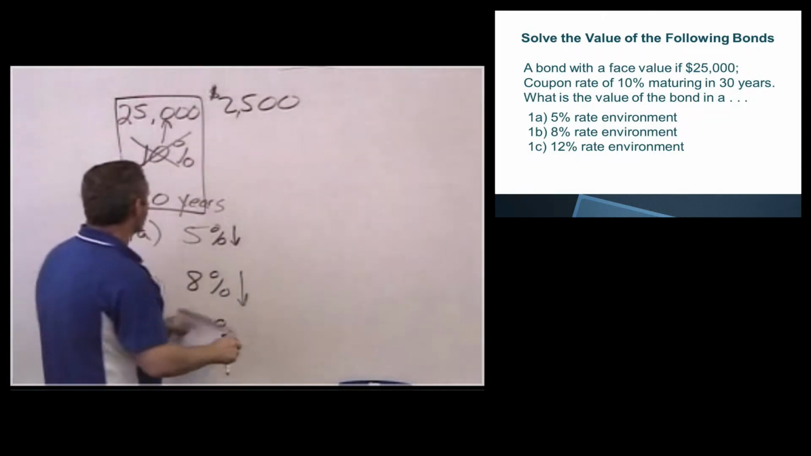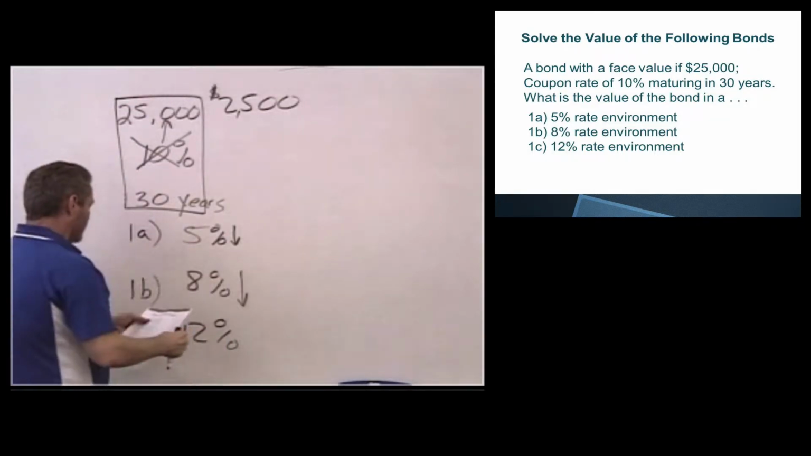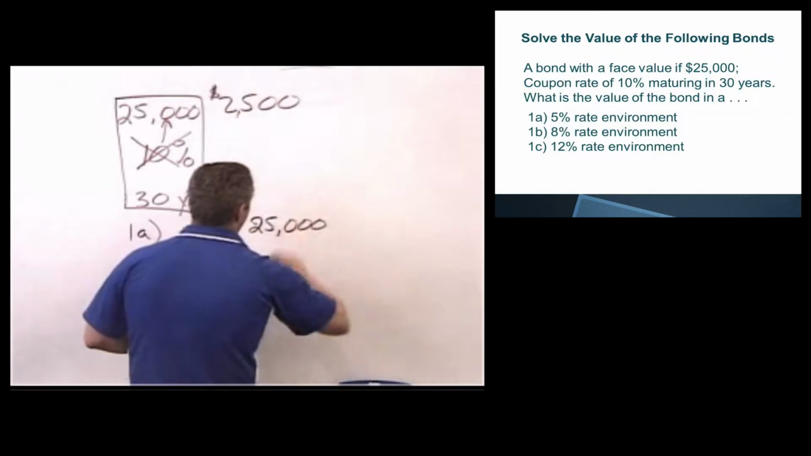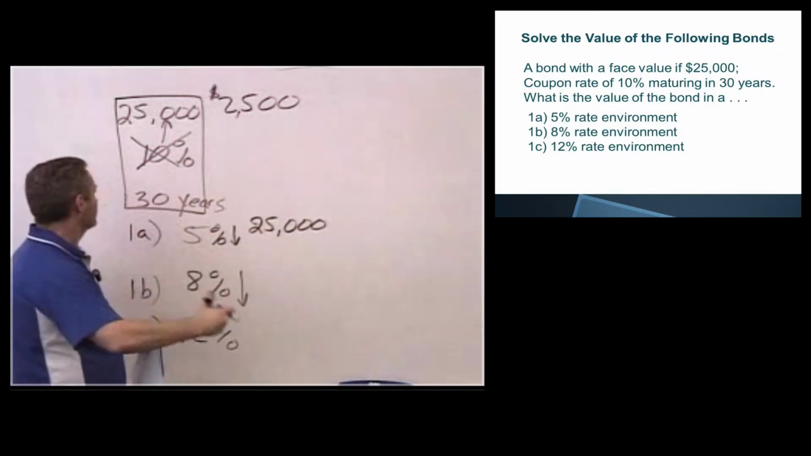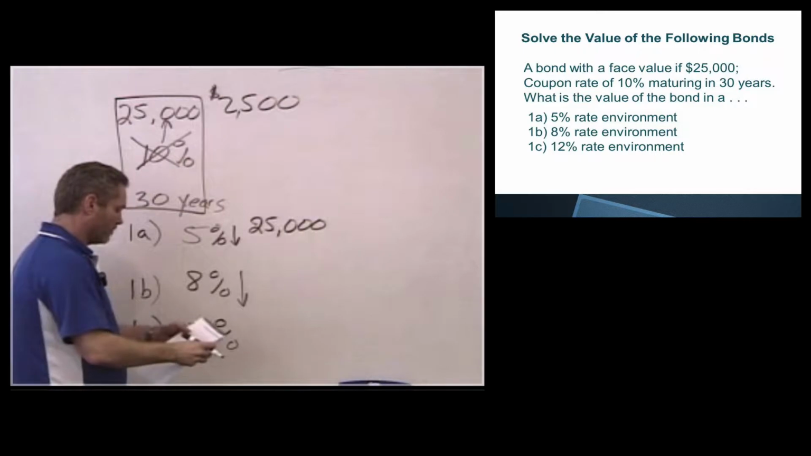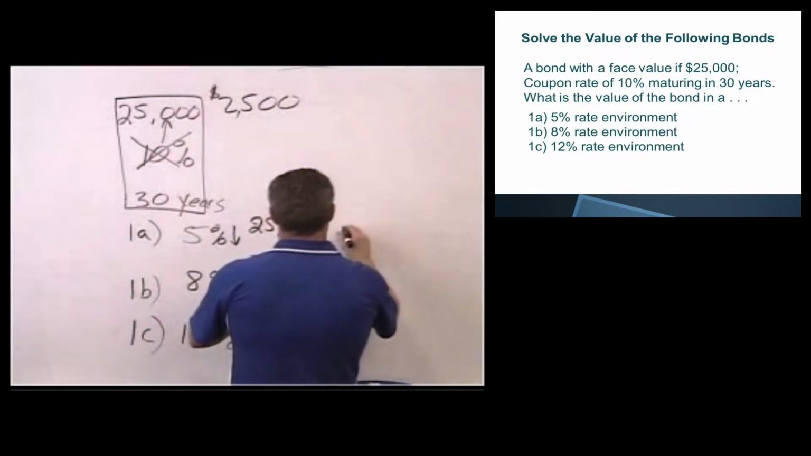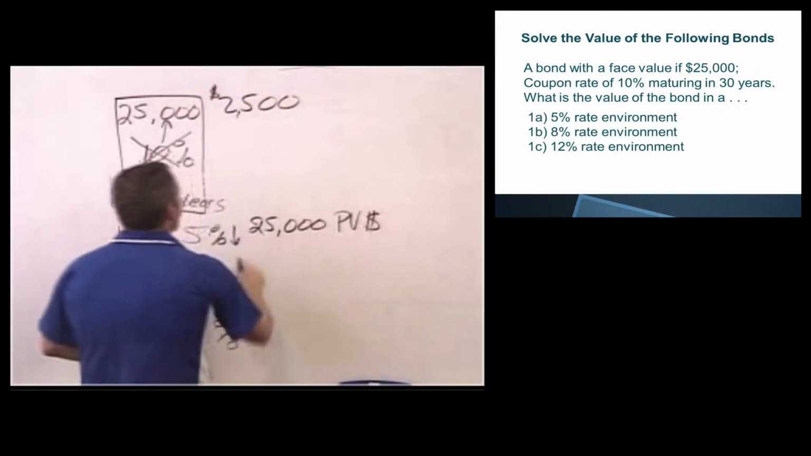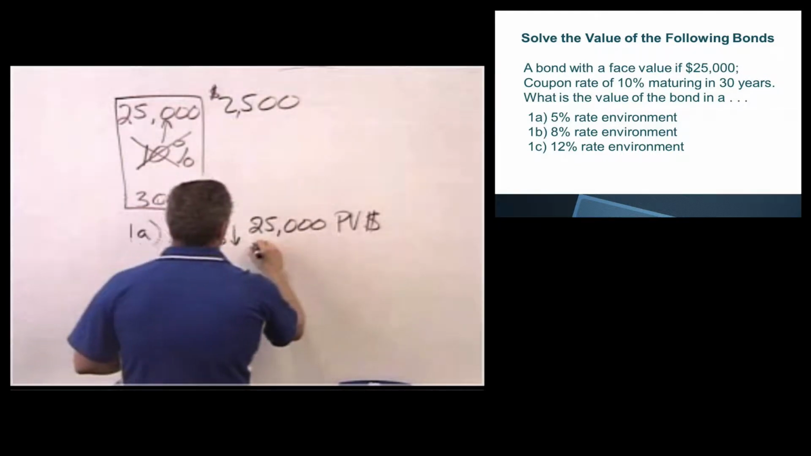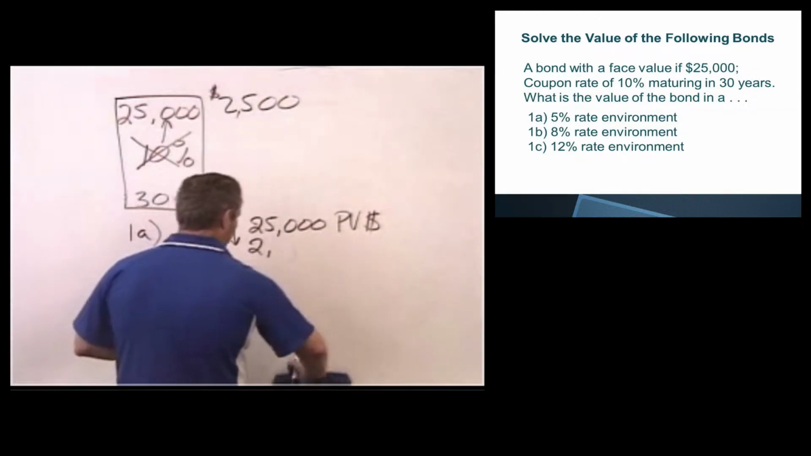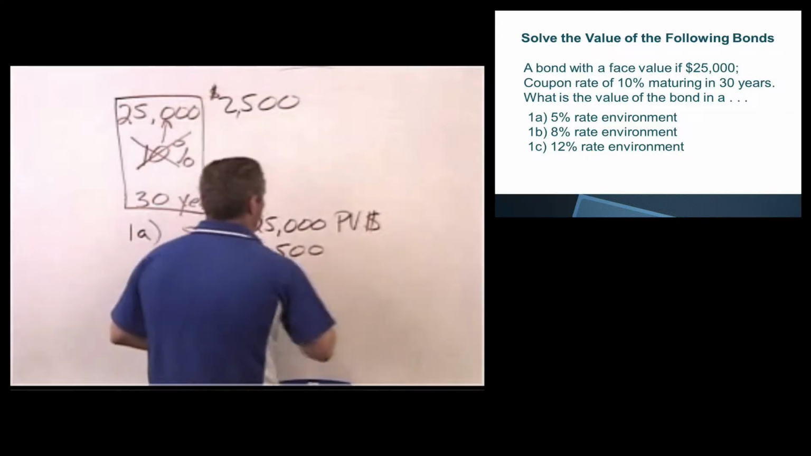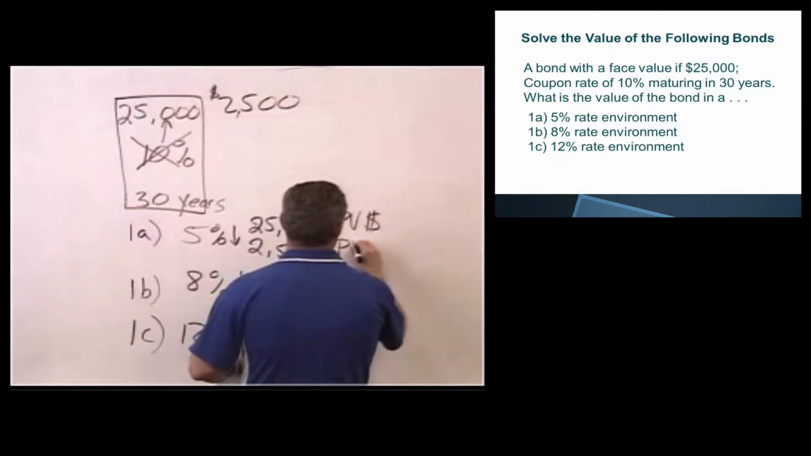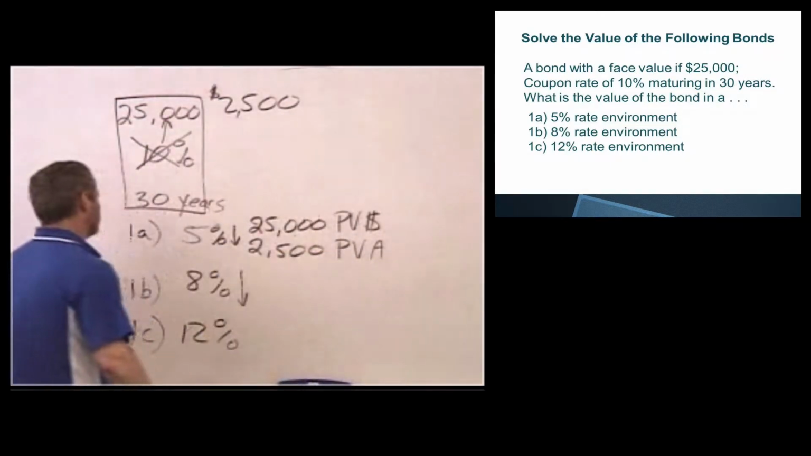So if we work this through, we're going to take our 5A, we're going to take $25,000, which is our bond face value, and we get that value back in 30 years. So we're going to multiply that times the present value of $1. And then I get my interest payments. So I get $2,500 every year. And since I'm getting it every year, it's an annuity. So I'm using present value of an annuity.